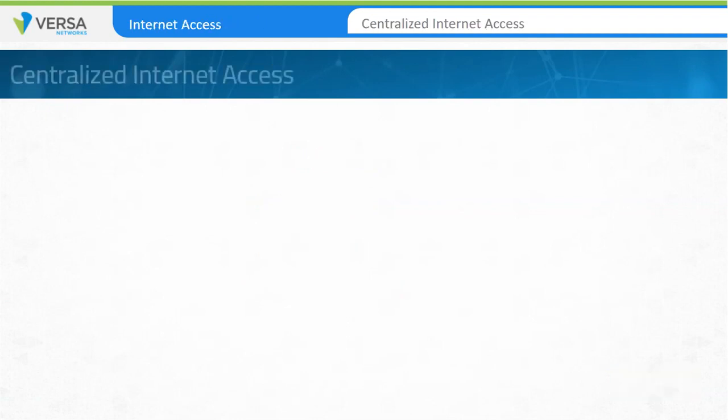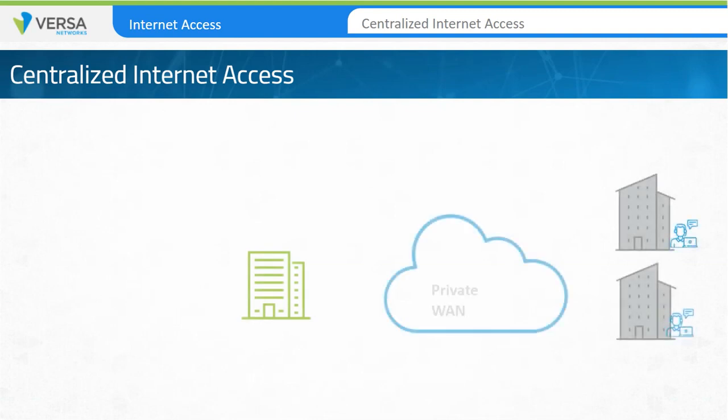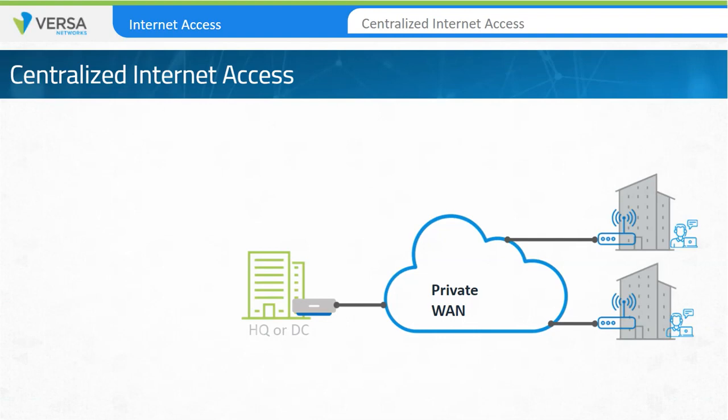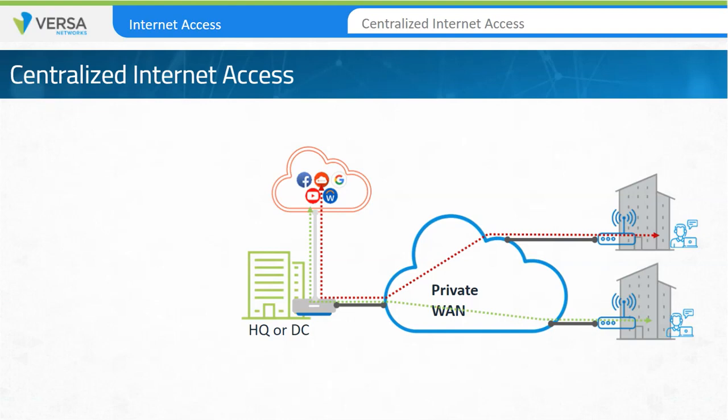In order to provide internet access to remote sites, centralized gateways are often used. The gateways are located at a headquarters or central corporate site. Traffic from remote sites that is destined to the internet crosses the corporate WAN links to the central location. From the central location, the traffic is then forwarded to the internet.